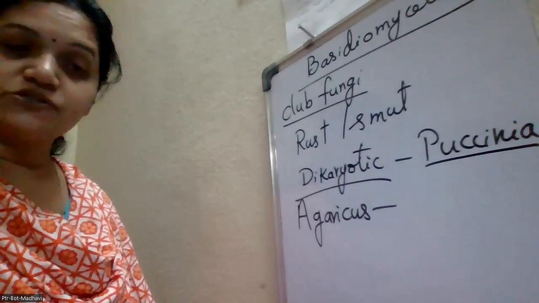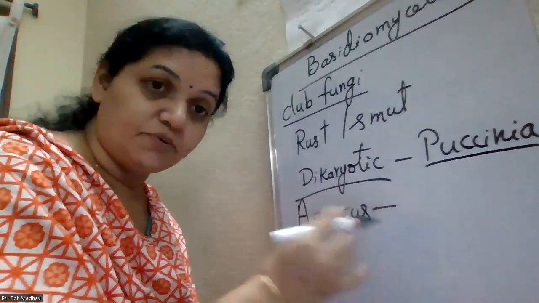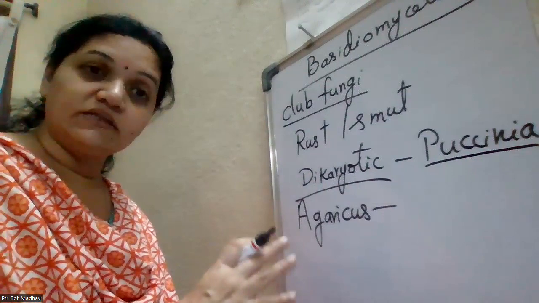And the Agaricus is the mushroom which grows as a saprophytic organism, and it is the edible part, which is highly proteinaceous. Only a few species are edible. All other species in the Agaricus, otherwise in the mushroom, are highly poisonous.